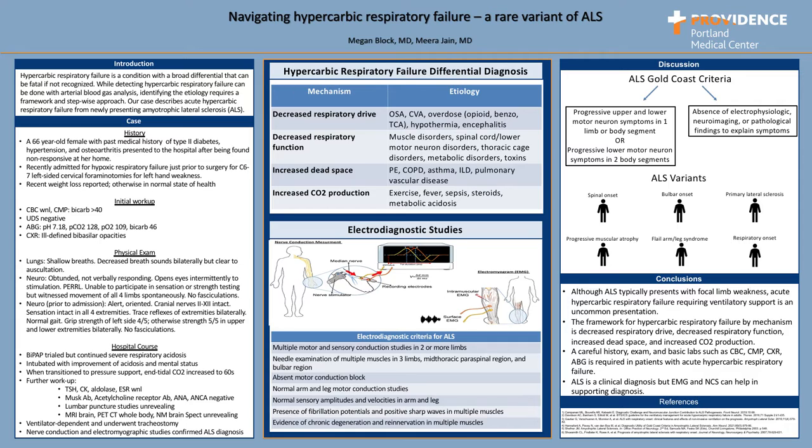So big takeaway points are that although ALS typically presents with focal limb weakness, acute hypercarbic respiratory failure requiring ventilatory support is an uncommon presentation. We went over a framework for acute hypercarbic respiratory failure in thinking of it by mechanism. A careful history and exam and basic labs, including CBC, CMP, chest x-ray, and ABG at a minimum are required in patients with acute hypercarbic respiratory failure. And lastly, ALS is a clinical diagnosis, but EMG and nerve conduction studies can help in supporting the diagnosis. Thank you.